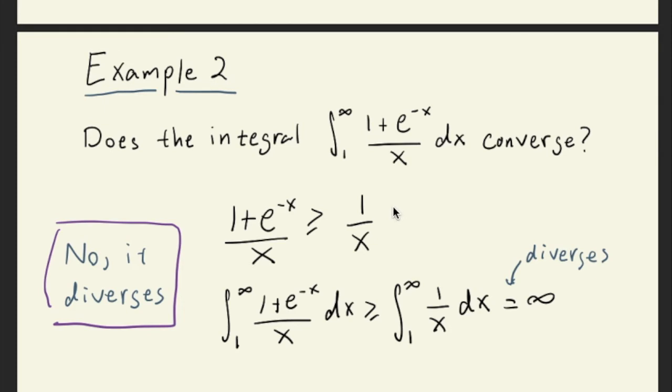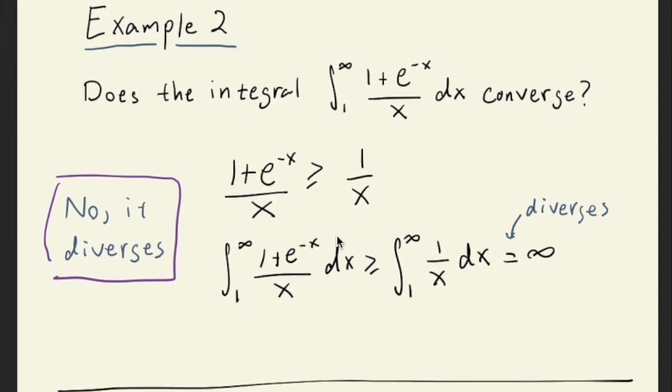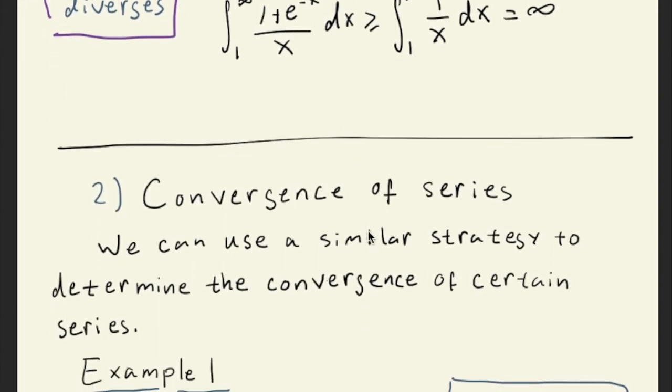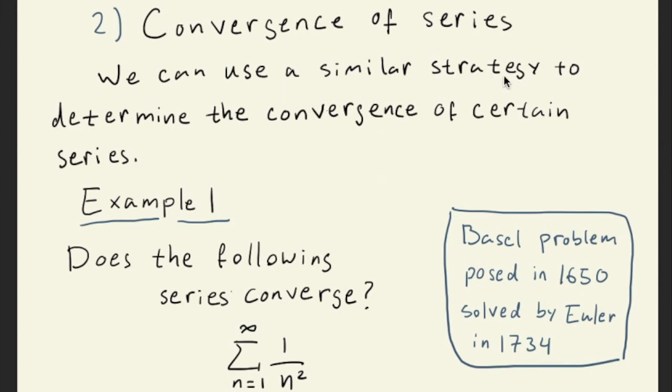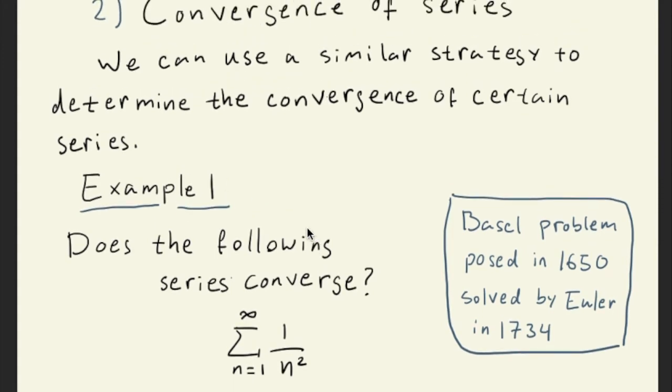Now, for a series, this is actually a little bit easier. So let's now discuss the convergence of series. We can use a similar strategy to determine the convergence of certain series. So our first example will be, does this series here converge? The sum of the reciprocal of the squares, so the sum of 1 over n squared.